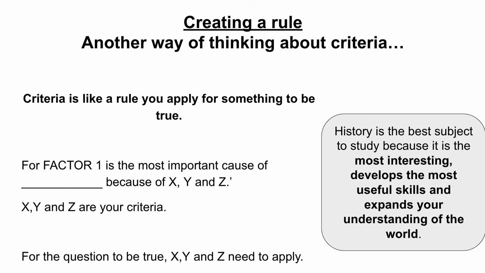So if somebody says, actually, it's not history, it's another subject, they would need to say why the other subject is more interesting, develops the most useful skills, and expands your understanding of the world. So it's like rules that I've created for something to be true. So think about criteria as the rules that you've created for something to be true.